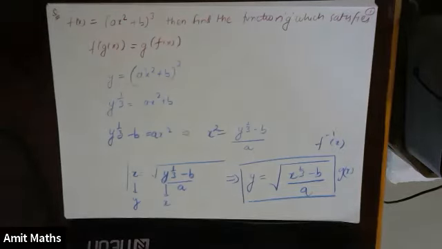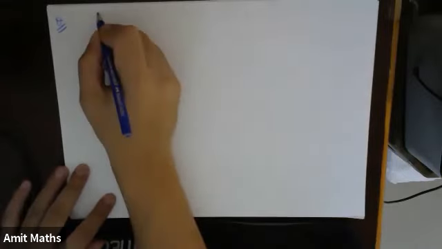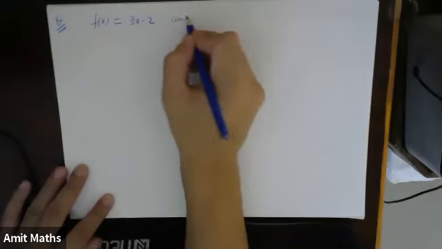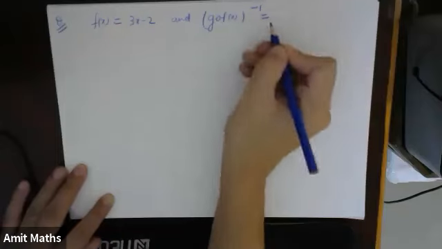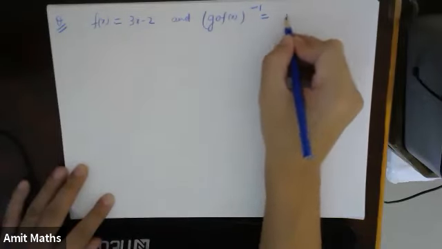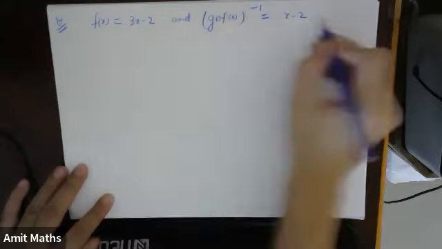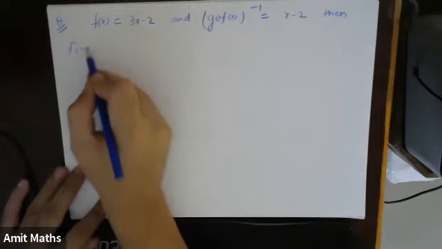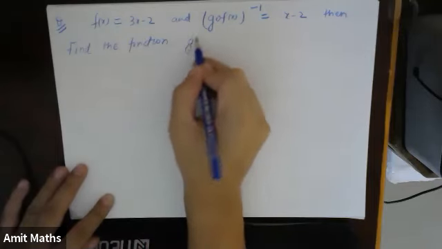Okay, let's move on to the next question. The next question is, if f of x is equal to 3x minus 2 and g o f inverse is equal to x minus 2, then find the function g of x.